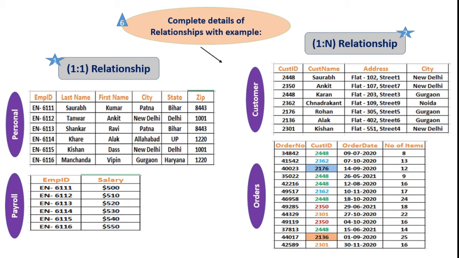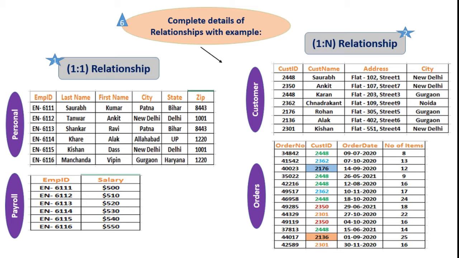Okay, so first we are going to discuss one-to-one relationships. You can see two tables I have taken. Let's suppose we have two tables: the first is the personal table and the second is the payroll table. The personal table contains information of employees based on their employee ID. Definitely each record would be unique, because one employee cannot have two employee IDs.